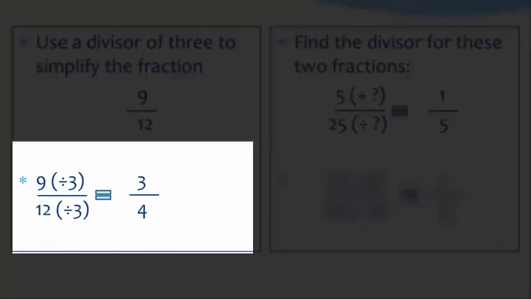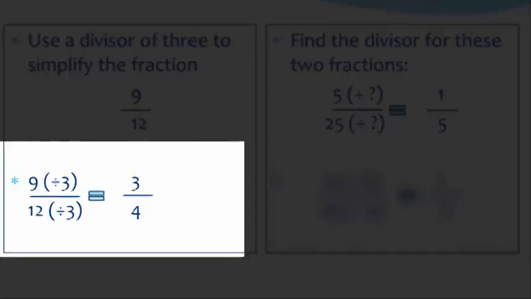Alright, for our first problem, we're going to use a divisor of 3 to simplify 9/12. Again, a divisor works exactly like a multiplier, so I need to divide the top and the bottom, the numerator and the denominator, by the same number, which is 3. So 9 divided by 3 is 3, and 12 divided by 3 is 4. So we come up with an equivalent fraction of 3/4.